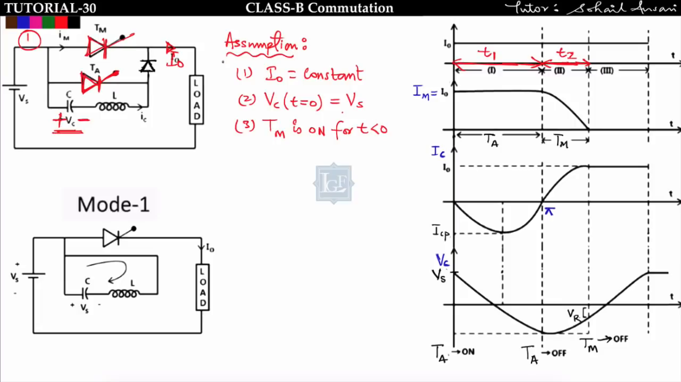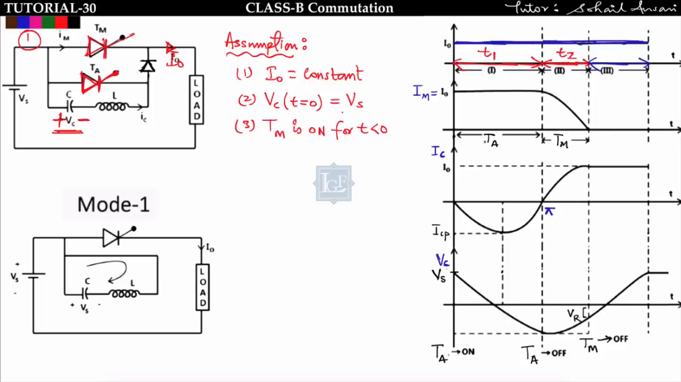Now here I naught is constant, you can see in the waveform this is I naught, and it is ripple free. So this circuit operates in three modes. Mode 1 runs from 0 to T1, mode 2 runs for T2 duration, and mode 3 runs from here to here.